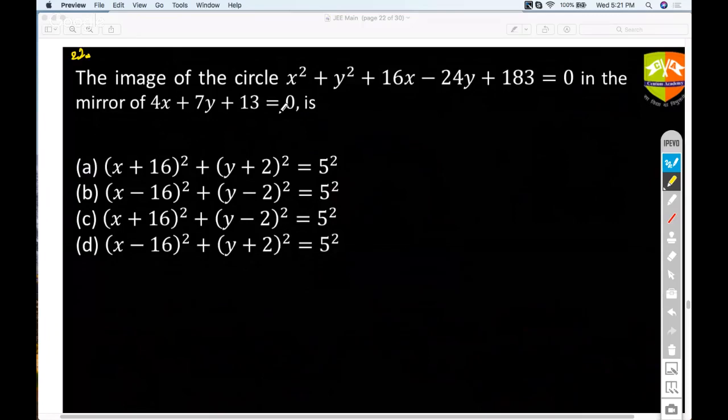Okay, let's discuss. Again, in this case, what will happen? The radius is not going to change in the image, just the center is going to change. Correct? So first of all, I would like to know the image of the center, which is minus 8 comma 12 about the line 4x plus 7y plus 13 equal to 0.